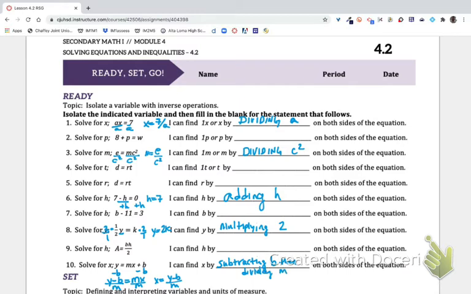That says dividing, trust me. Subtracting b, then dividing m on both sides of the equation. Okay, so it's a little bit more involved there because we have a couple different things that we're doing.